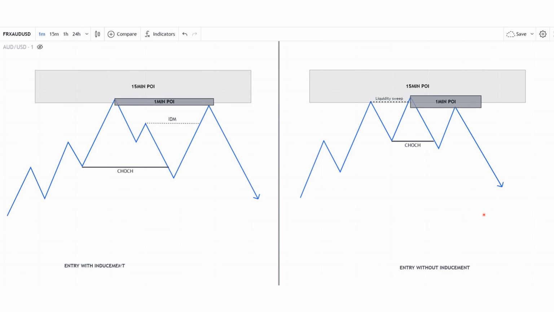All right, and the POI is supposed to be on your higher time frame. Your higher time frame is your analysis time frame. And the lower time frame is your entry time frame. In this case the higher time frame is going to be the 15 minute time frame, and the lower time frame is going to be the 1 minute time frame.